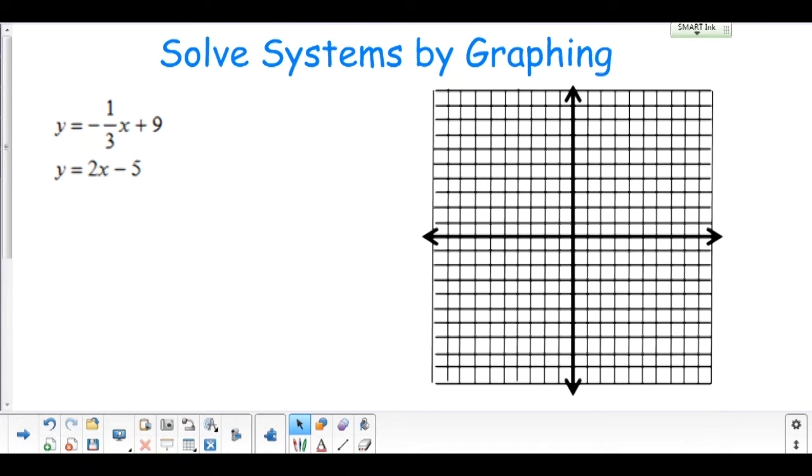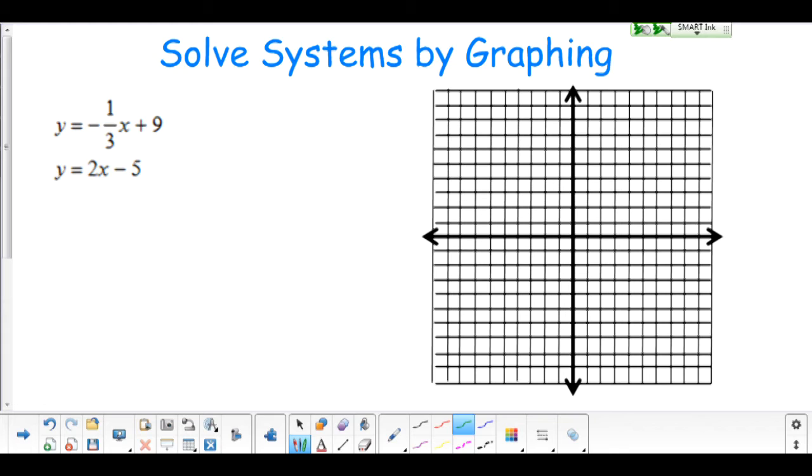When solving a system of linear equations by graphing, the first thing you want to make sure is that both of the equations are in the slope-intercept form. Since both of our equations are, let's start with the first equation of y equals negative 1/3 x plus 9. We want to graph both of these on the same coordinate grid.